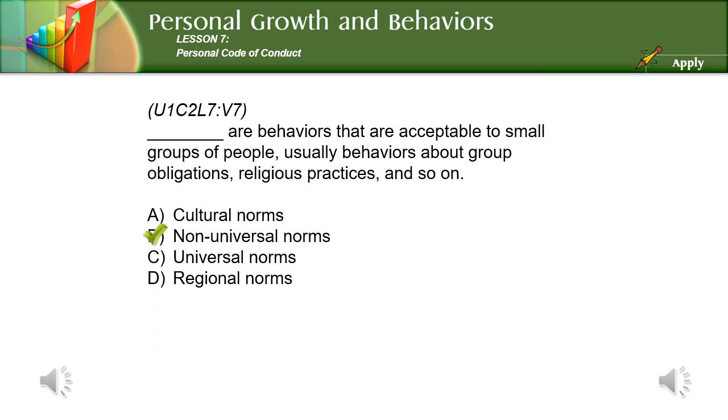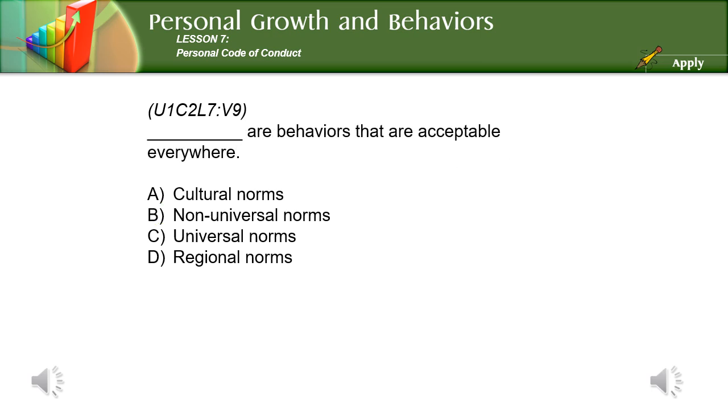The answer is non-universal norms are behaviors that are acceptable to small groups of people, usually behaviors about group obligations, religious practices, and so on. Blank are behaviors that are acceptable everywhere. Is it cultural norms, non-universal norms, universal norms, or regional norms? The answer is universal norms.